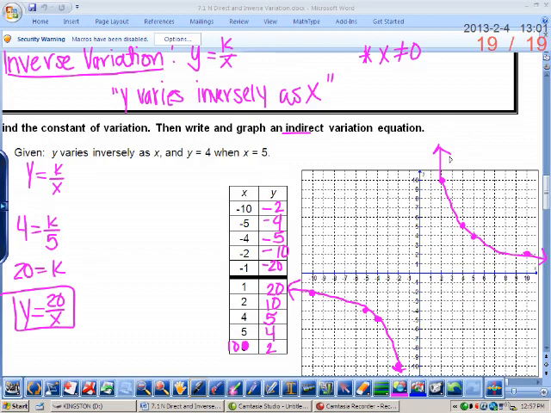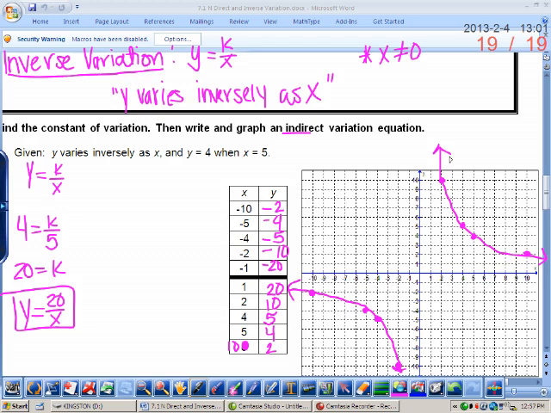Now we know that x cannot equal 0, so what are we never going to cross? The y-axis, because I can never have x equal to 0. So I also know that k can't equal 0. So will y ever equal 0? No, so we never cross the x-axis either.